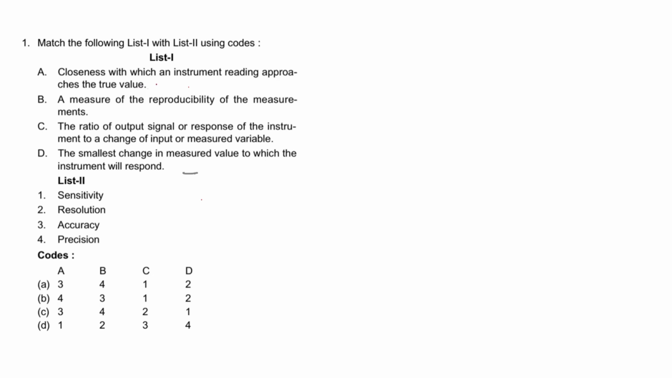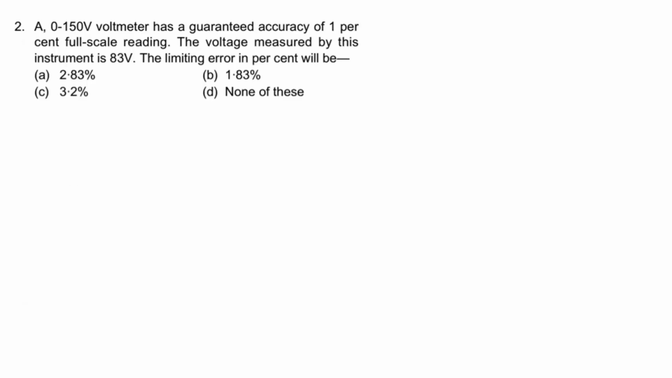A. Closeness with which an instrument reading approaches the true value, that is known as accuracy. 3. A measure of the reproducibility of the measurement is known as precision. 4. The ratio of output signal or response of the instrument to a change of output or measured value, that is known as sensitivity. The smallest change in the measured value to which the instrument will respond, that is known as resolution. 2. Option A is the correct answer.